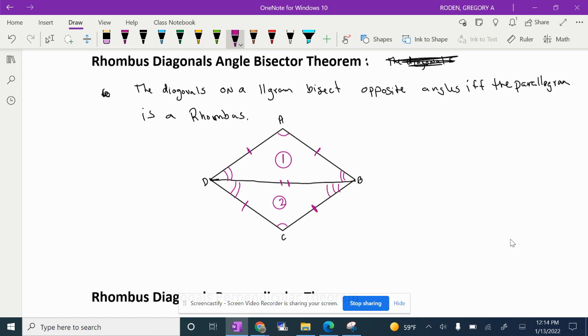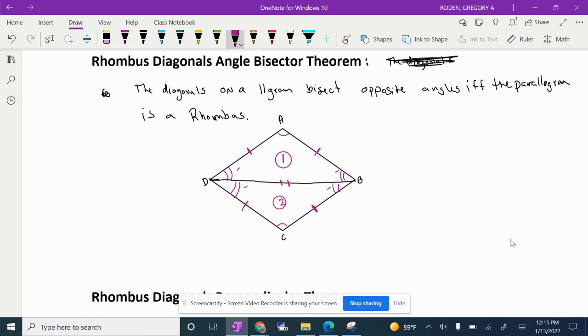Okay, and actually I think they're equal to each other because they're the same angle being bisected, which means all these little parts. So I can say this angle, this angle, this angle, and this angle are all congruent to each other. So the diagonals bisect the opposite angles on a rhombus.